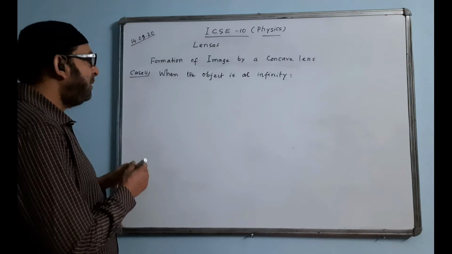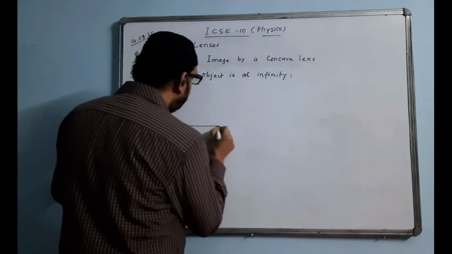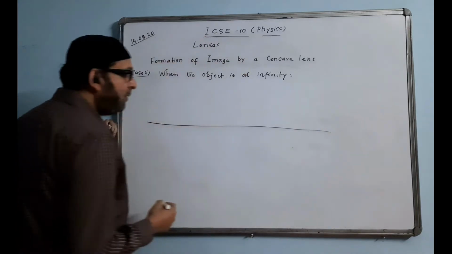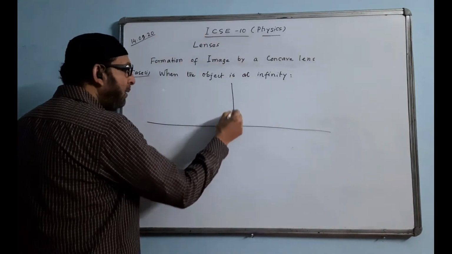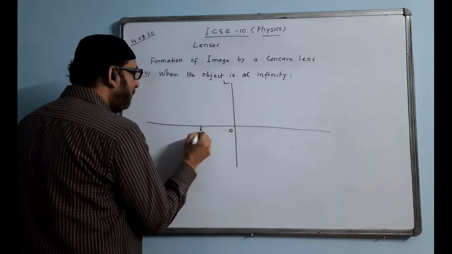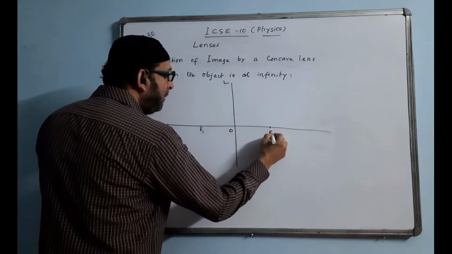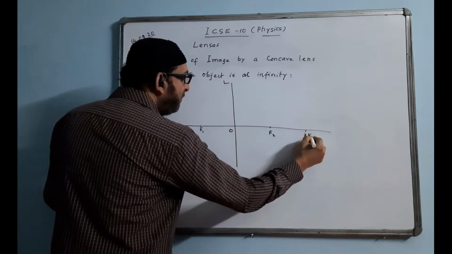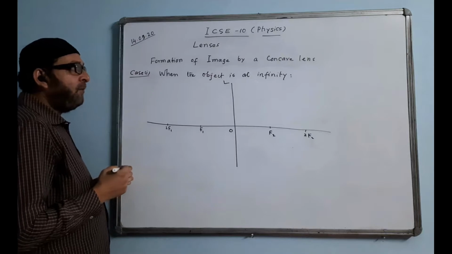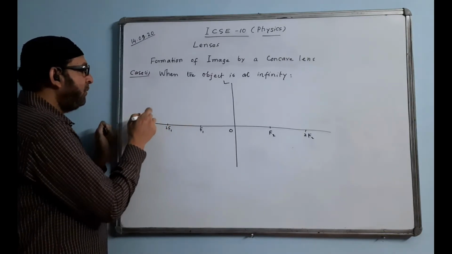So in this case, let us see the ray diagram and the characteristics of the image. The method of doing the diagram is the same. We draw a horizontal line and a vertical line. This side is F1, 2F1, and this side is F2, 2F2. Where is the object? The object is at infinity. That means the rays will come parallel, so we will draw the rays parallel.